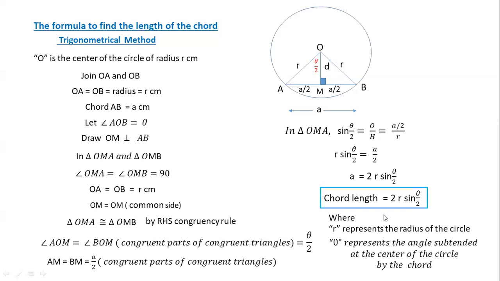So this was finding the length of the chord by two methods. One was the analytical method using Pythagoras theorem, and the second is the trigonometrical method using the trigonometric function sine theta. Hope you have understood it.